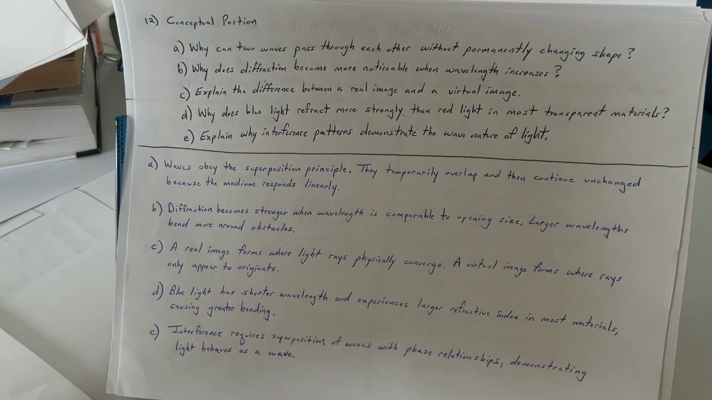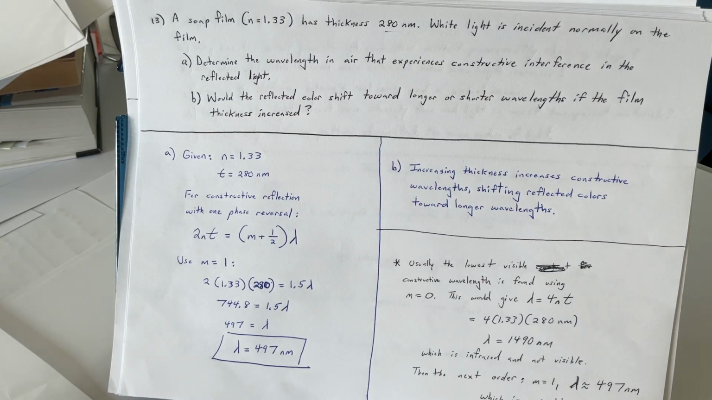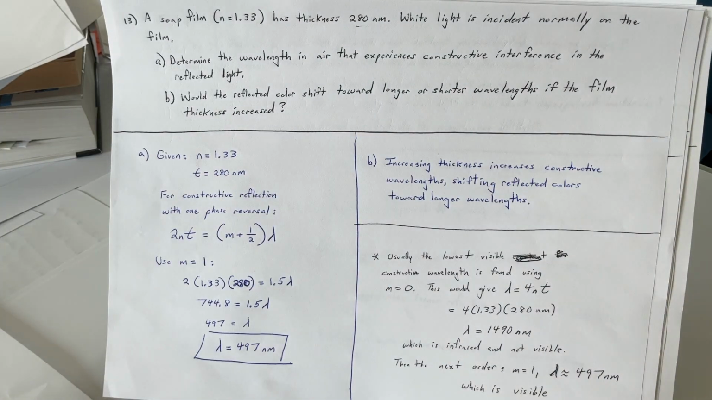Okay, and for number 13, we have a soap film, n equals 1.33, with thickness 280 nm. White light is incident normally on the film. For part A, determine the wavelength in air that experiences constructive interference in the reflected light. So we're given n equals 1.33, t equals 280 nanometers.